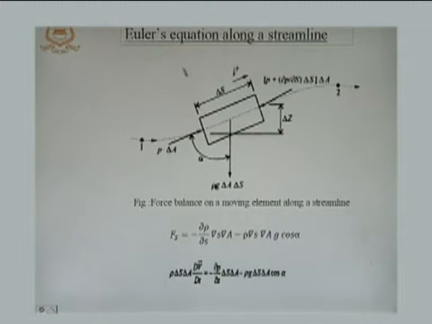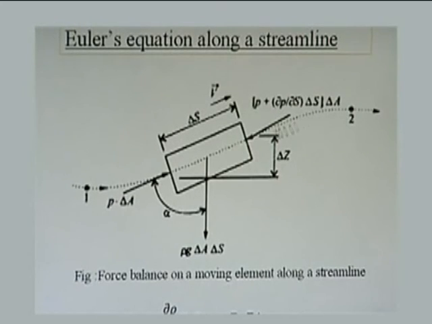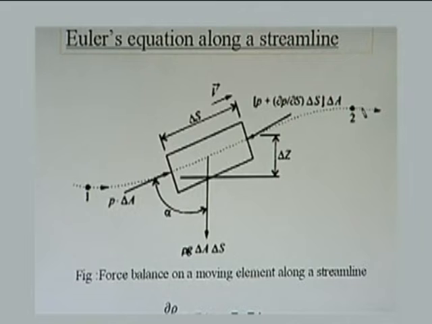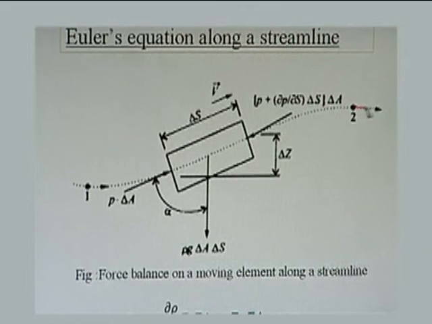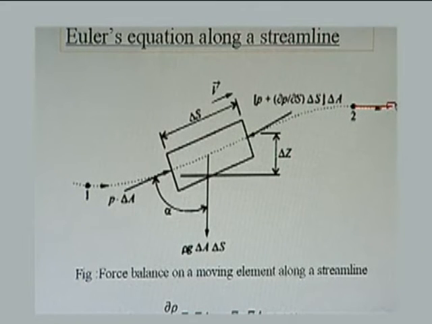Now we are going to discuss Euler's equation along a streamline. What is the meaning of streamline? We have already studied that in any fluid region, if we draw a line, and for this line, if we draw a tangent at any point, and if that tangent gives us the velocity at that point, then this imaginary line is called a streamline.